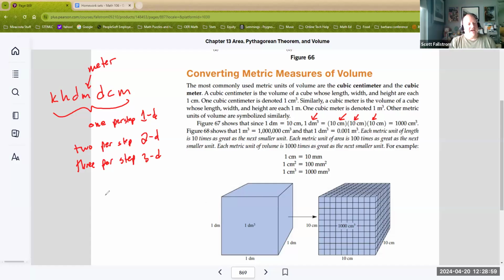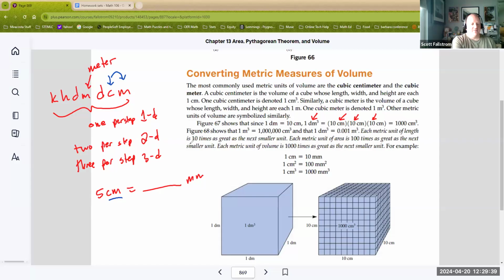So what does that say? If I had 5 centimeters and I want to know how many millimeters that is, you come up to the table, find centimeters. How far do I have to move? I move 1 to the right, but centimeters is 1 dimensional, so 1 per step. So I move 1 decimal place per step. Okay. Now what's the difference if this was centimeters squared? Squared means 2-dimensional. 2-dimensional is 2 per step. So I would move 2 decimal places for each step I had to take.